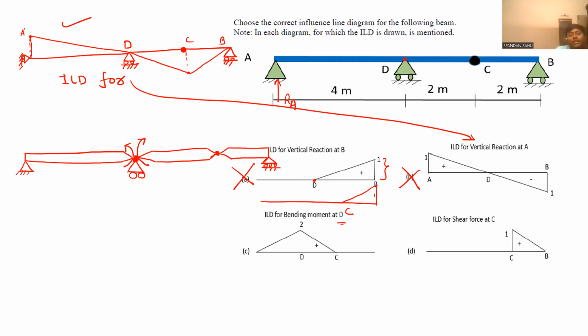Now check the left part. When you try to rotate it, it will try to take a curved shape, but this is not allowed. So the ordinate for the ILD for this part will be 0. There won't be any ordinate having a value for the ILD of bending moment at D for the left part. Now check the right part. When you are giving 1 unit rotation, because here there won't be any rotation, the complete rotation will come to the right side. So it will try to rotate like this. Check.